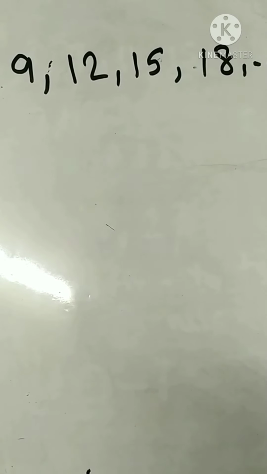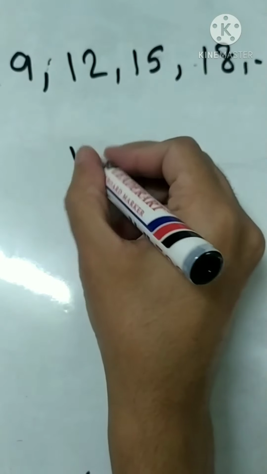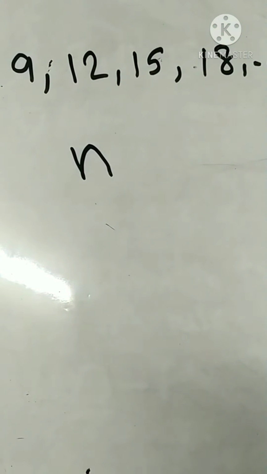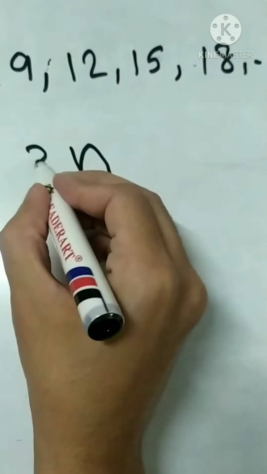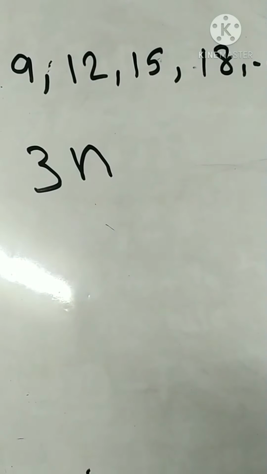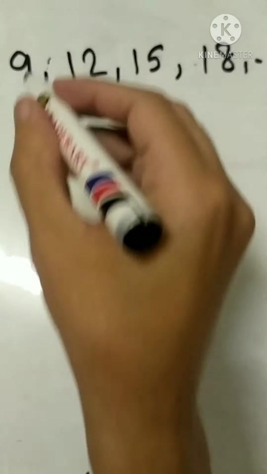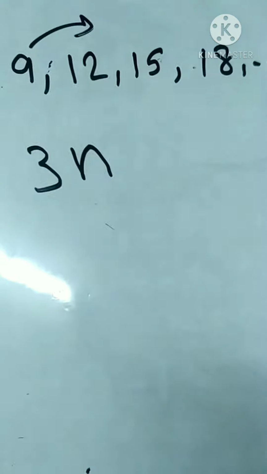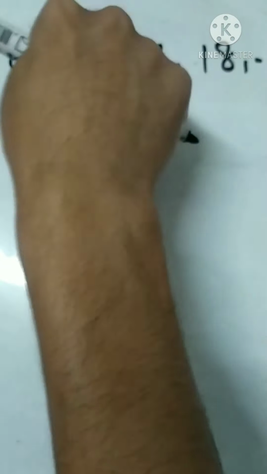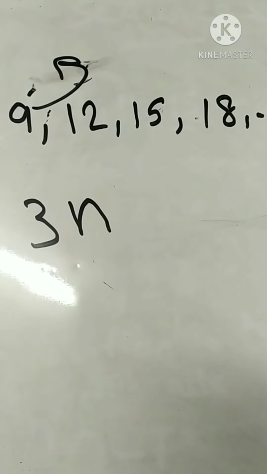Now let's move to the important point, how to get the nth rule for this sequence. You just write n at the beginning. And yes, n here stands for the order of the term. And you're going to ask yourself, what is the number that we are adding each time here? It's 3. So I'm going to write 3n. Okay? And you are going to ask yourself, if there is a number before 9 in this sequence, what is it going to be?